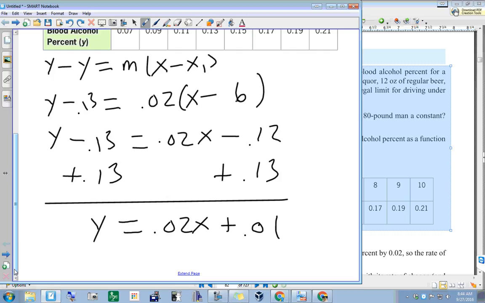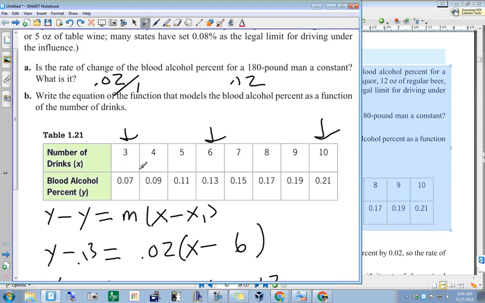Every time that you try it, you're going to get the same thing, as long as this and this are constant.